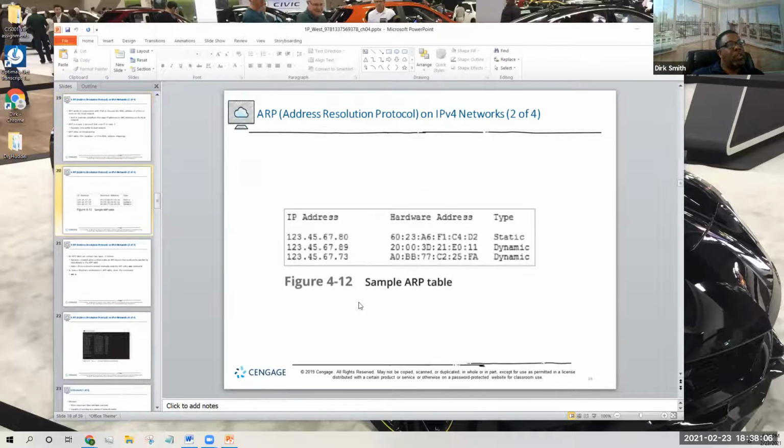I think we're going to show. So this is a sample of an ARP table. You have your IP addresses, and this is the MAC address here of the network card. And the dynamic DHCP, and then you have a static. This is a locked-in hard address here. So this is kind of an example of what you see here.